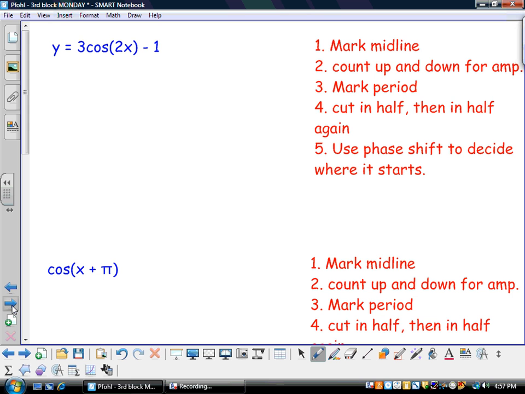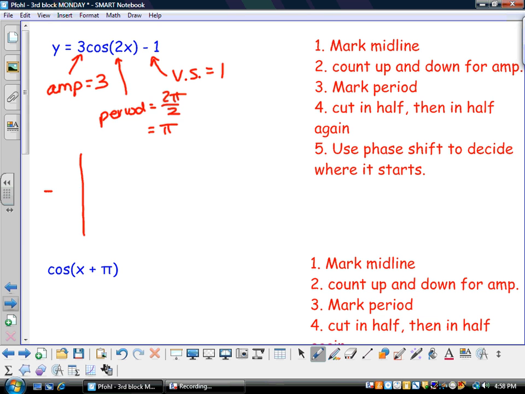This is a graph that we did on Friday. We said that it has an amplitude of 3, a vertical shift of -1, and the period always equals 2 pi over b. So in this case, the period was pi. Following the steps, we started by marking the midline at -1. The amplitude is 3, so I'm going to count up 1, 2, 3 from there, and count down 1, 2, 3 from there.